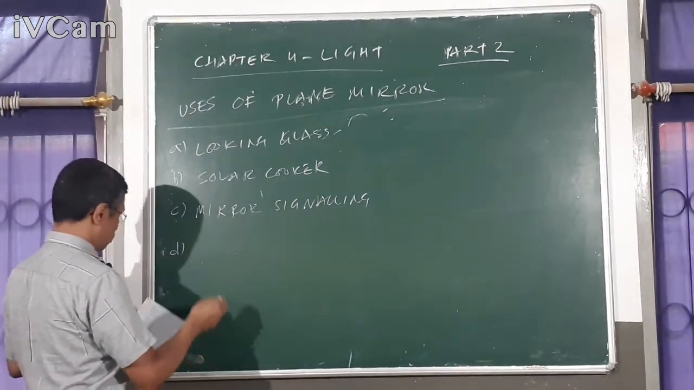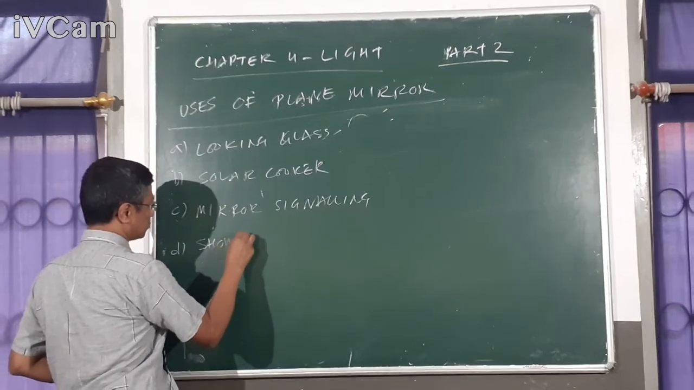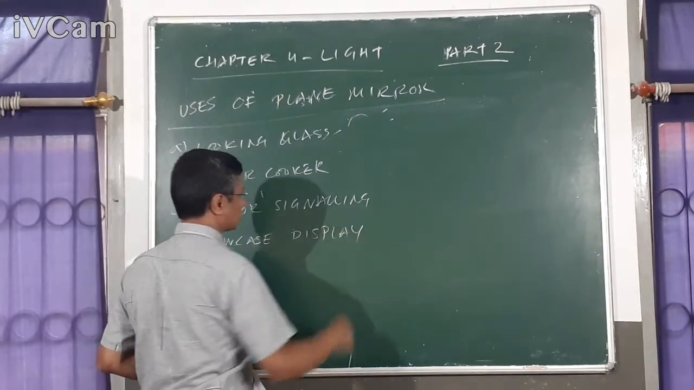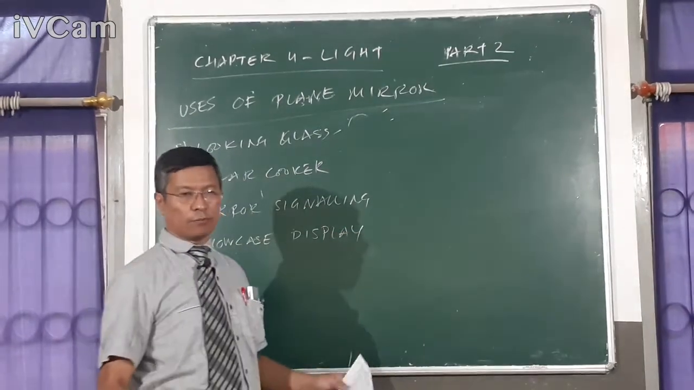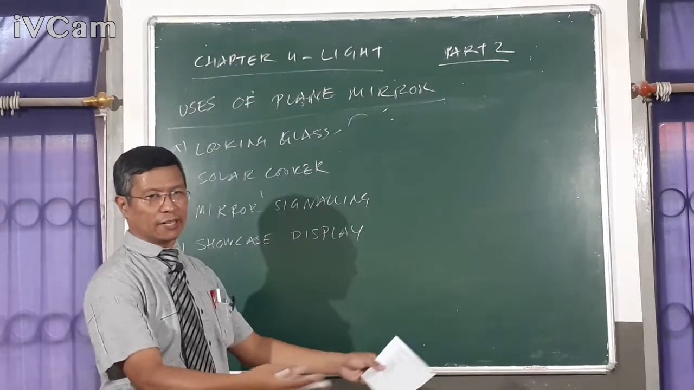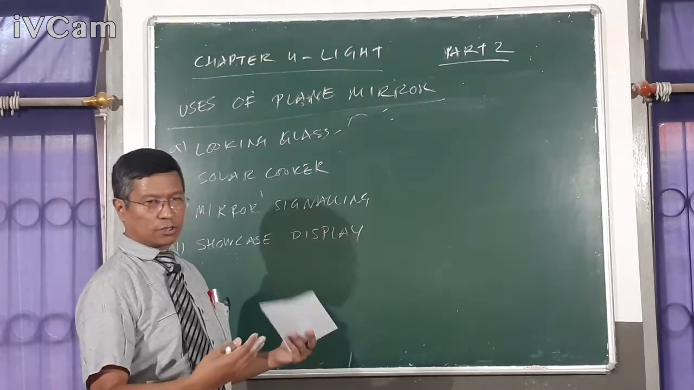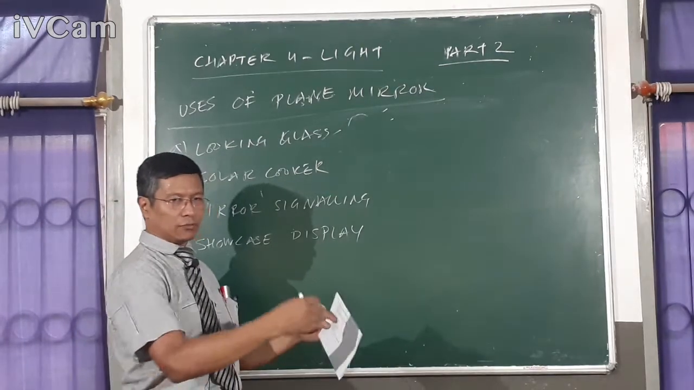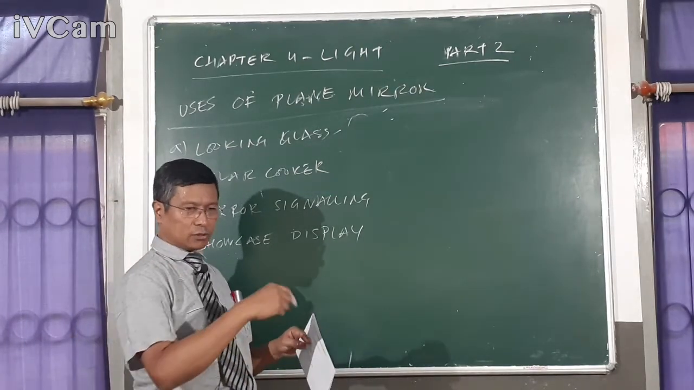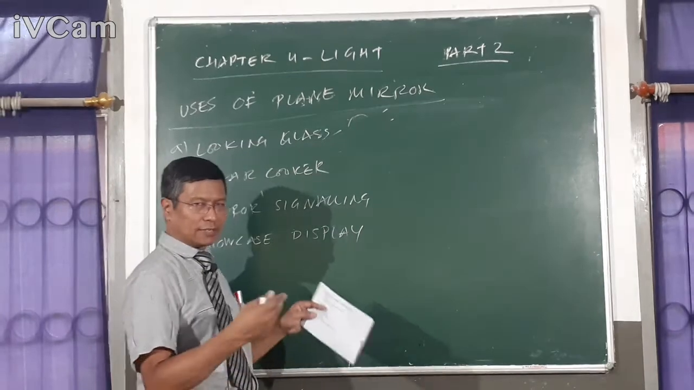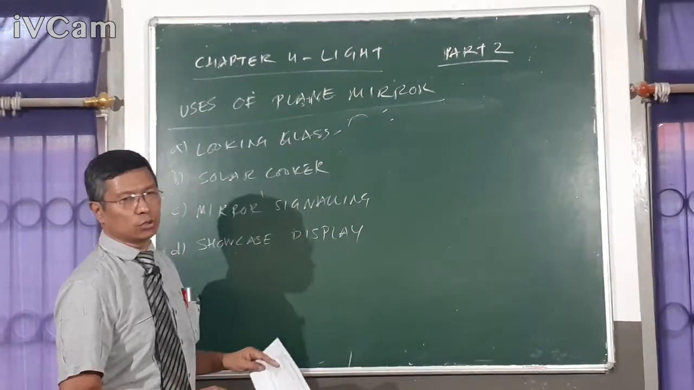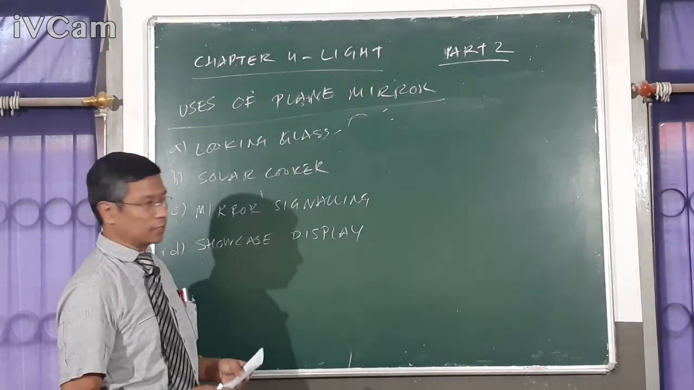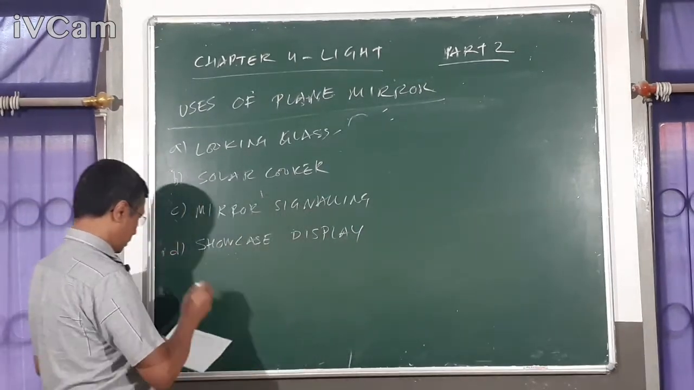Next is, it is used for showcase display. If you notice in the jewelry shop, the jewelers display all the ornaments, and in the showcase they use mirrors in the front and the back, so that you can see the jewelry from every angle, and also it reflects light and it makes the showcase brighter. So this is the use of a mirror in showcase display.